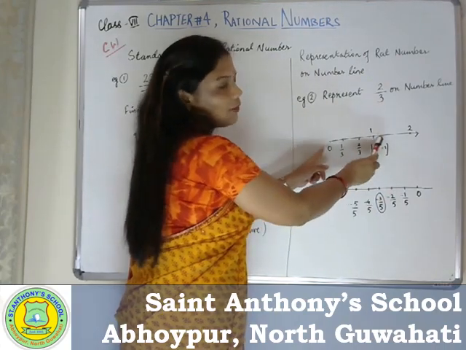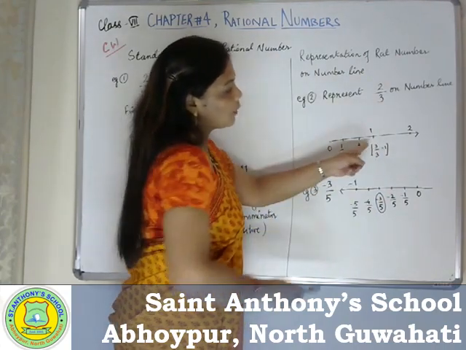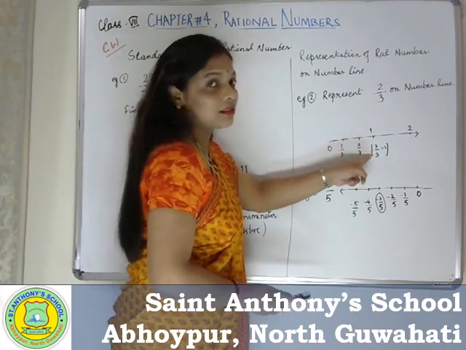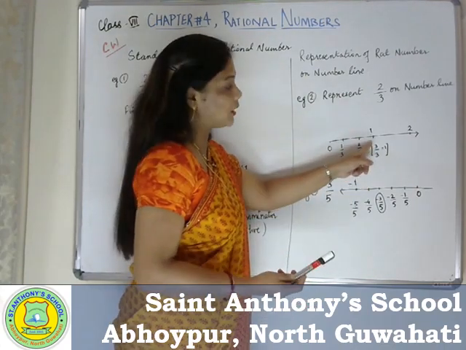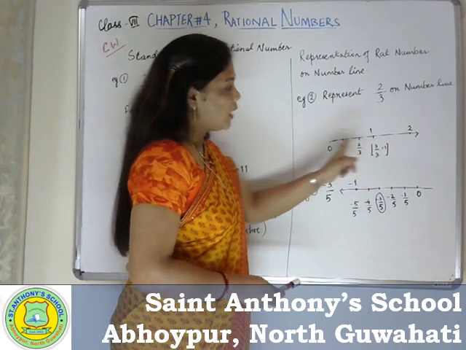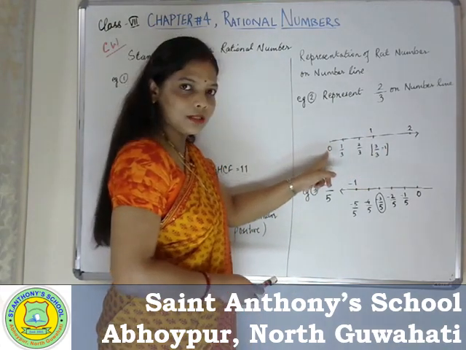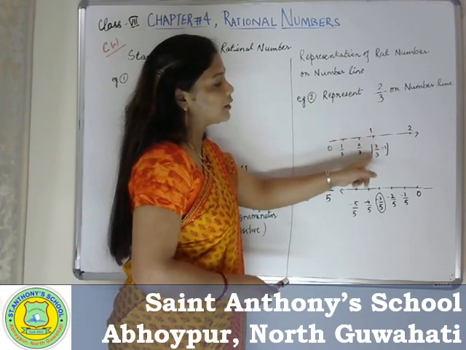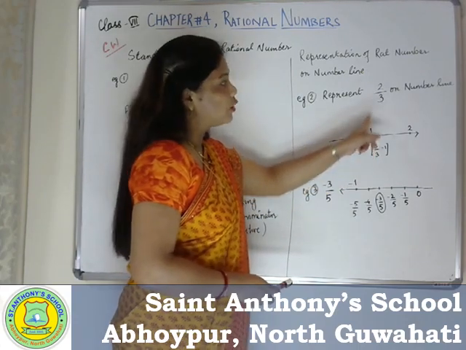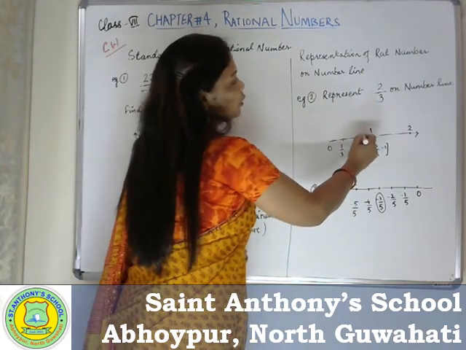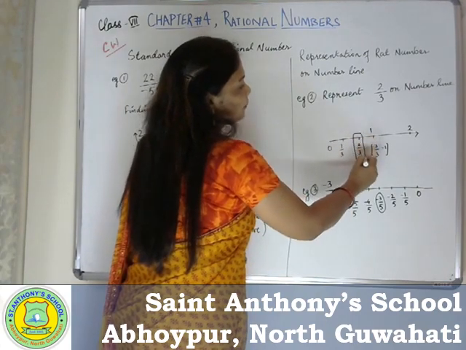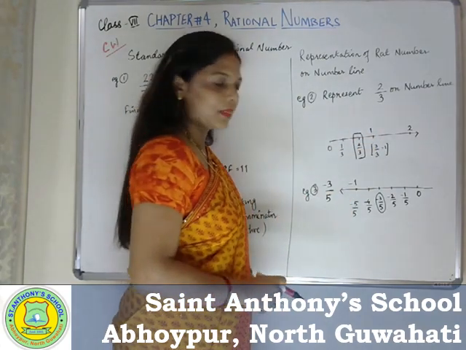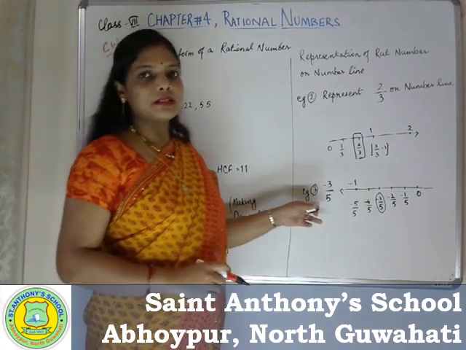So as I divided between 0 to 1, because here if you see 3 by 3, 3 by 3 is what? 3 by 3 is 1. And first one is 0 by 3. Second one is 1 by 3, 2 by 3, 3 by 3, which is equal to 1. So where is your 2 by 3? You got your 2 by 3 here. Clear? Okay.